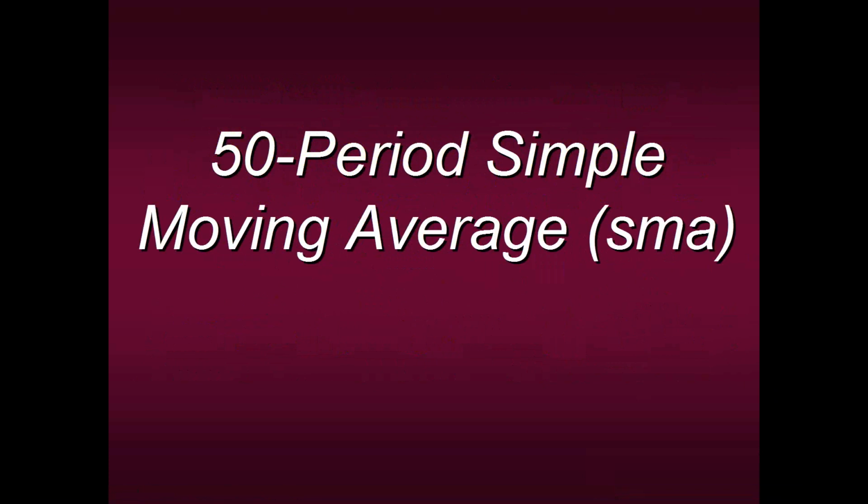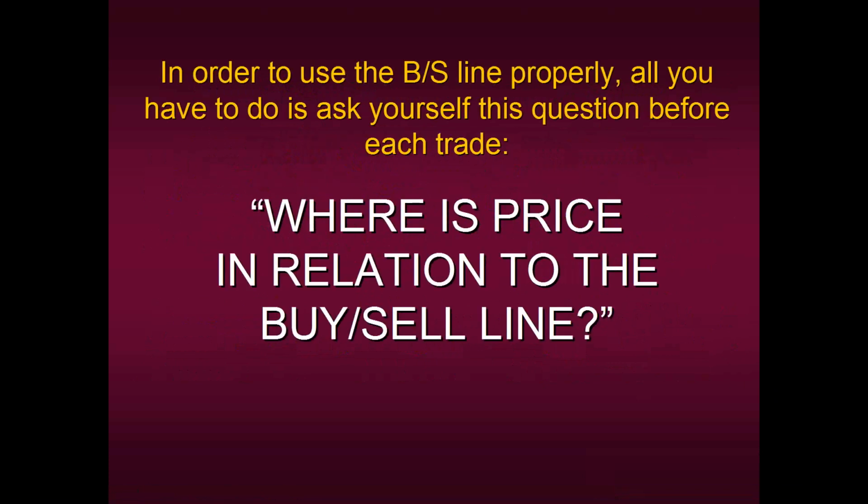They use it as a means to enter. They use it as a short-term trend identifier with a bunch of other indicators. In order to use this properly, all you have to do is ask yourself this question before each trade. But you must ask yourself, where is price in relation to the buy-sell line, the 50-period moving average? Okay, I'm going to repeat that again.